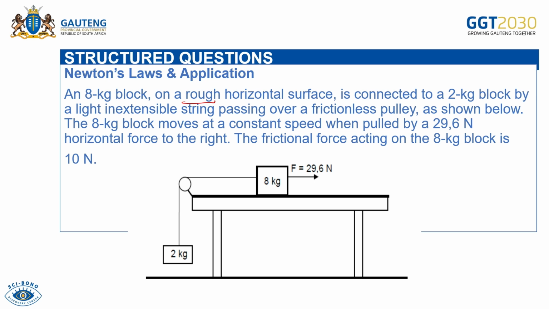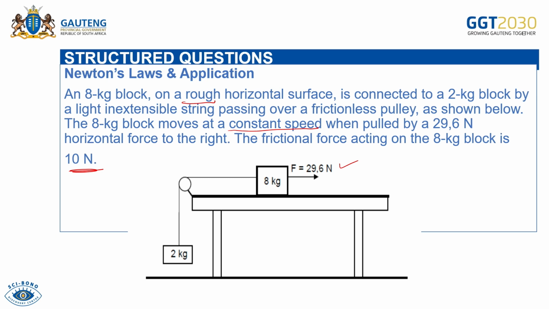It's connected to a 2-kilogram block by a light inextensible string passing over a frictionless pulley, as shown below. The 8-kilogram block moves at a constant speed. Moves at what? At a constant what? Speed. So you need to underline that. When pulled by 29.6 newtons horizontal force to what? To the right. This is the force that they're talking about. The frictional force acting on the 8-kilogram block is 10.